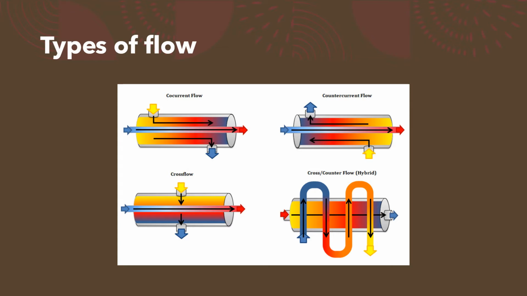The third figure shows crossflow. Crossflow is when the fluids flow perpendicular to each other. Now the bottom right shows a hybrid, which is a cross between crossflow and countercurrent flow.